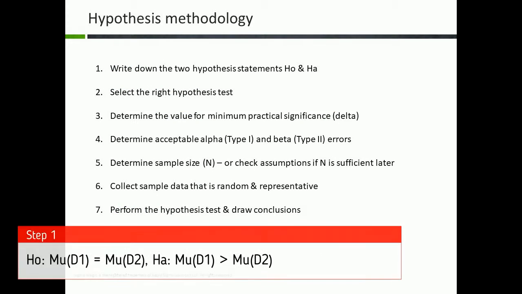The null hypothesis states that there is no difference in the delivery time between the two companies. The alternative hypothesis is based on what we want to prove. That is, the delivery time of company D1 is greater than the delivery time of company D2.